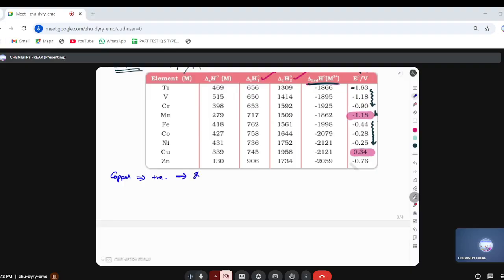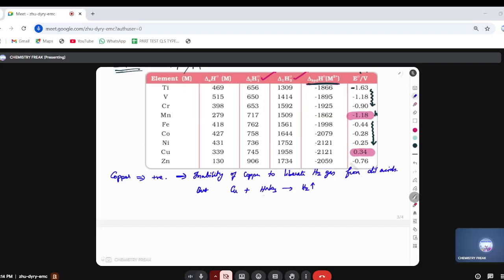I am writing the same words given in NCERT: inability of copper to liberate hydrogen gas from dilute acids. It means copper is not that much reactive. Right. But copper liberates hydrogen from nitric acid.